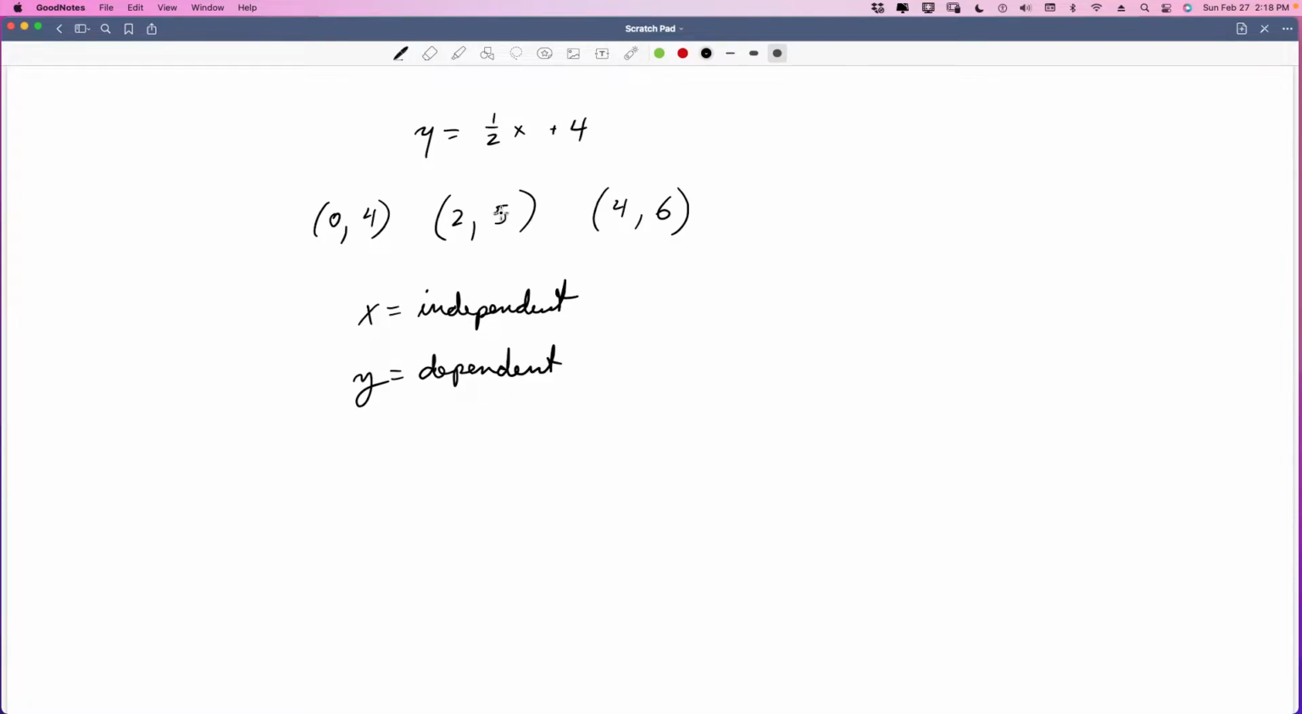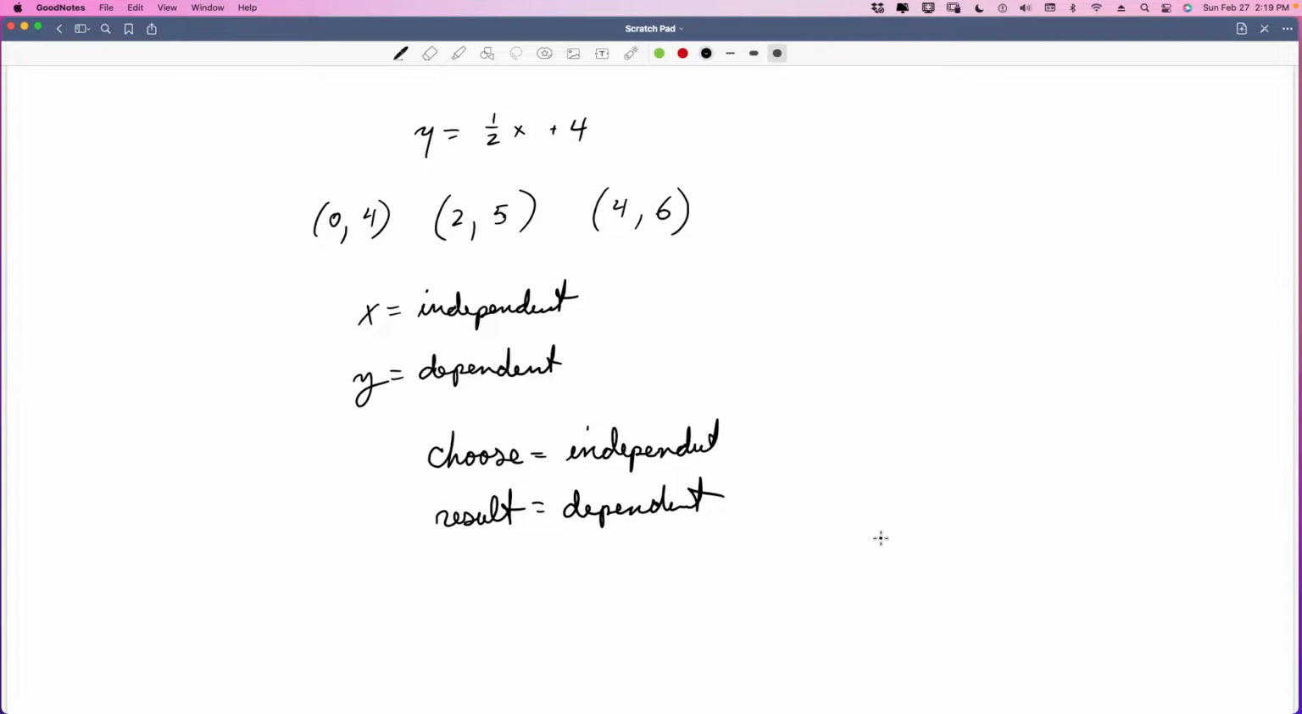Whatever we choose for one variable, let's say I choose for x, then the y is dependent upon what I choose for x. But you could also choose a value for y and solve for x, which would then make y the independent value and x the dependent value. It just depends which one you choose. Whichever one you choose is the independent value. And the one that you don't choose, the result, is going to be the dependent value.